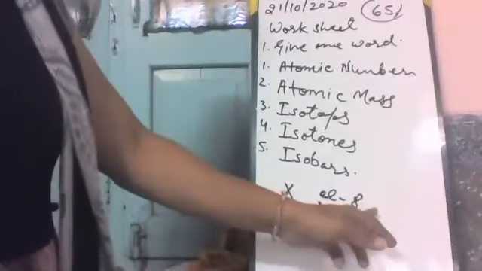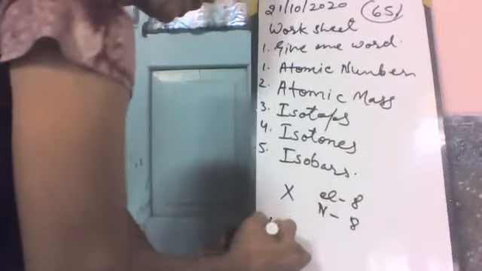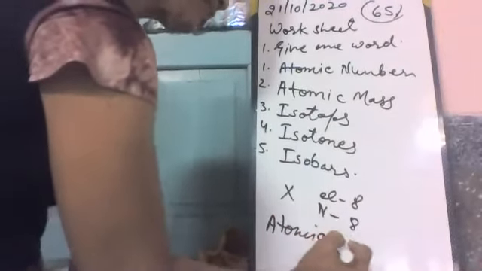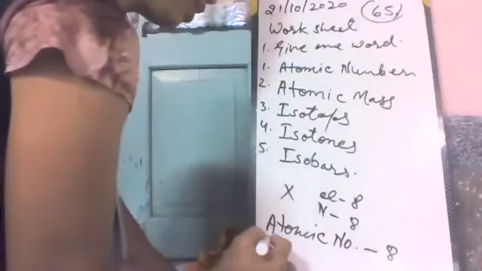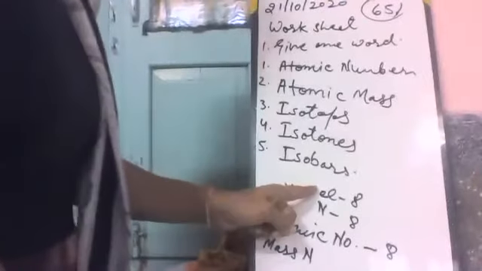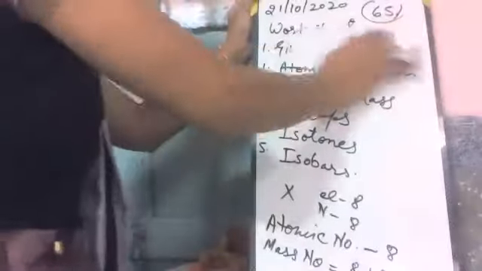8. Yes, because the number of electrons, number of protons and atomic number are the same. So if the number of electrons is 8, the atomic number is also 8. Now what is the mass number? 16. Yes, correct answer, because number of protons plus number of neutrons is equal to mass number. So 8 plus 8 equals 16. Mass number is 16. How do we represent it by symbols?